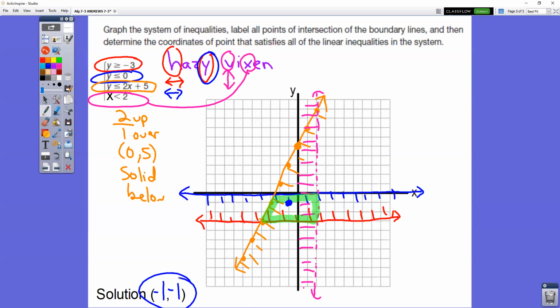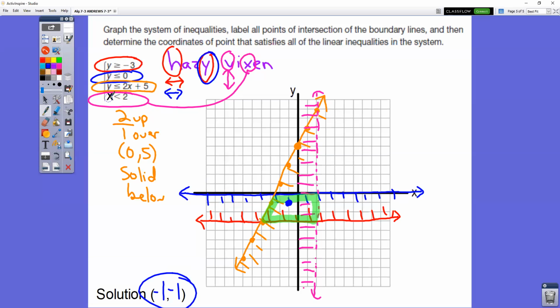You can't pick ones that are on the x is less than 2 line, but you can pick on the other ones because those are all solid lines. So again, I would be very, very careful with my shading. You will need to rearrange some things. You will need to solve for y. If you multiply or divide by a negative number, you have to flip the sign.